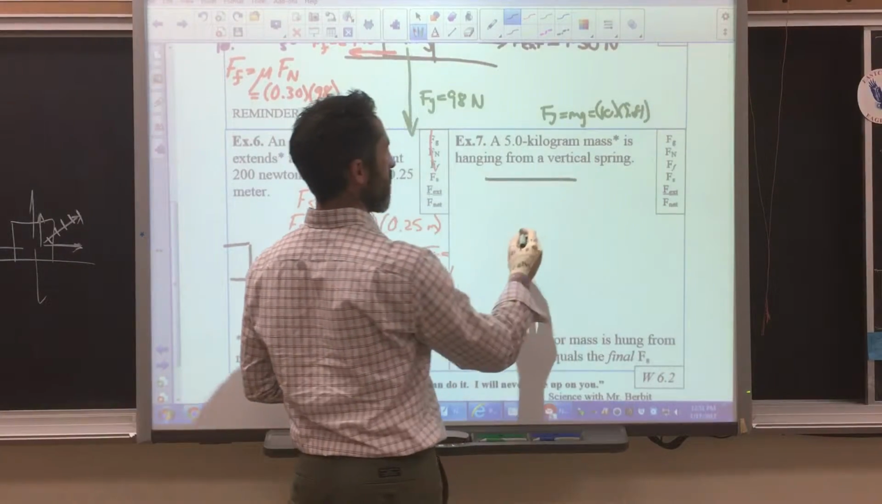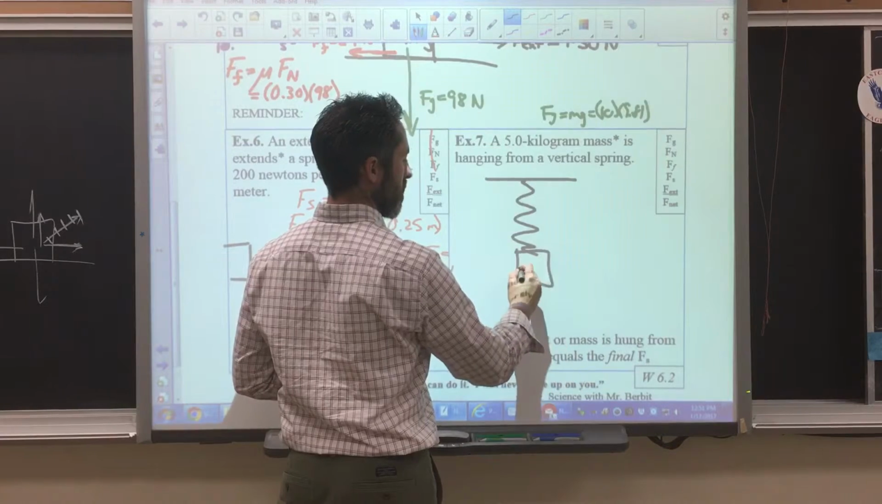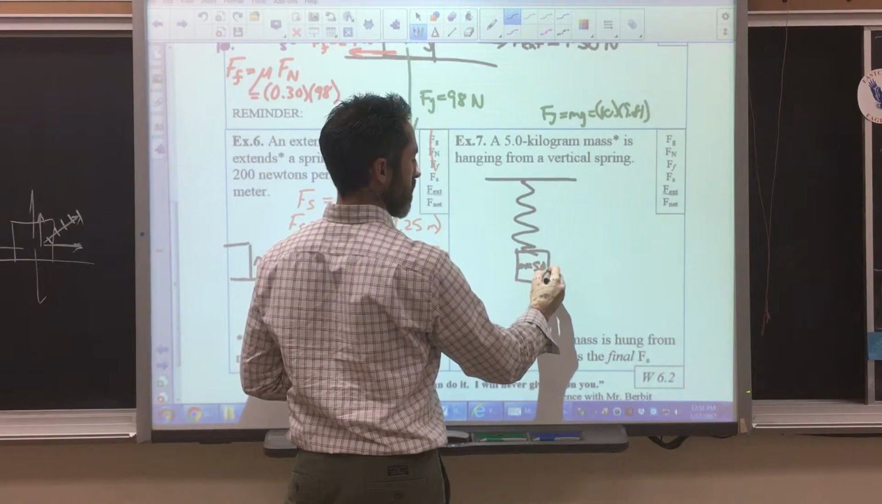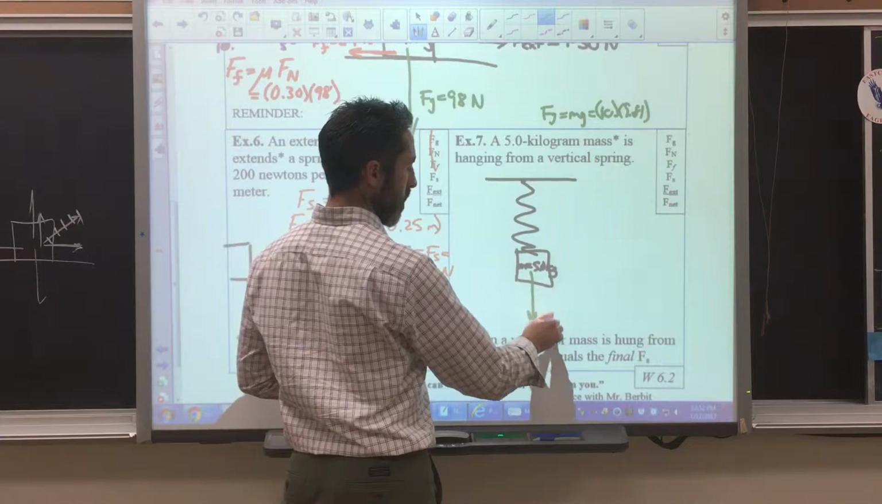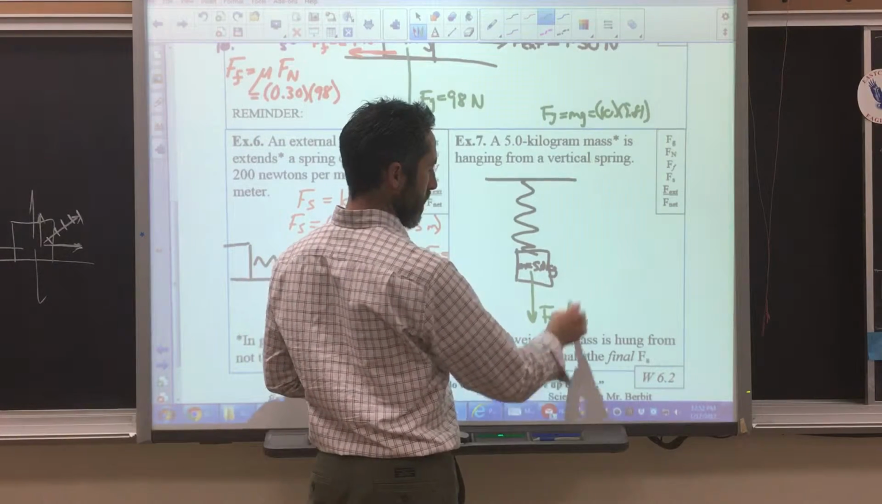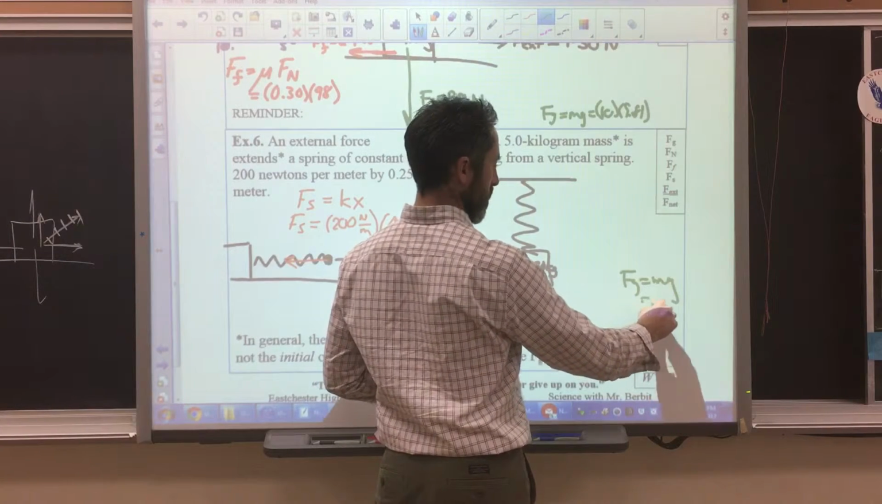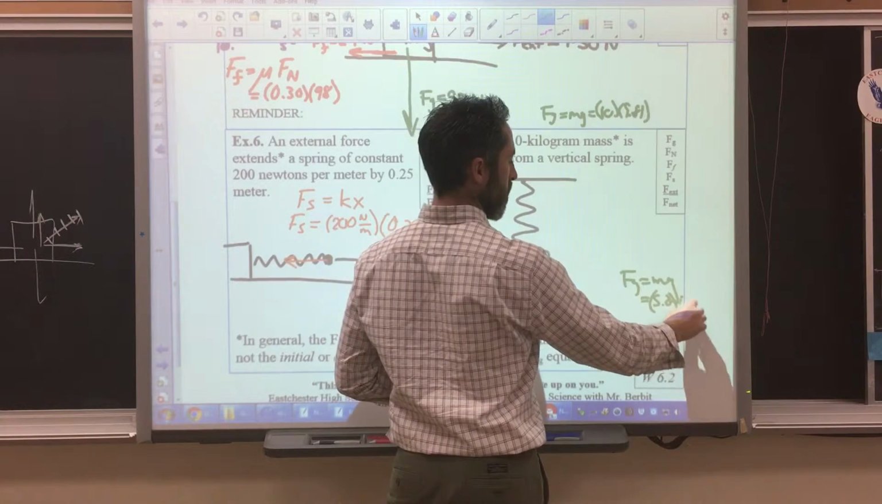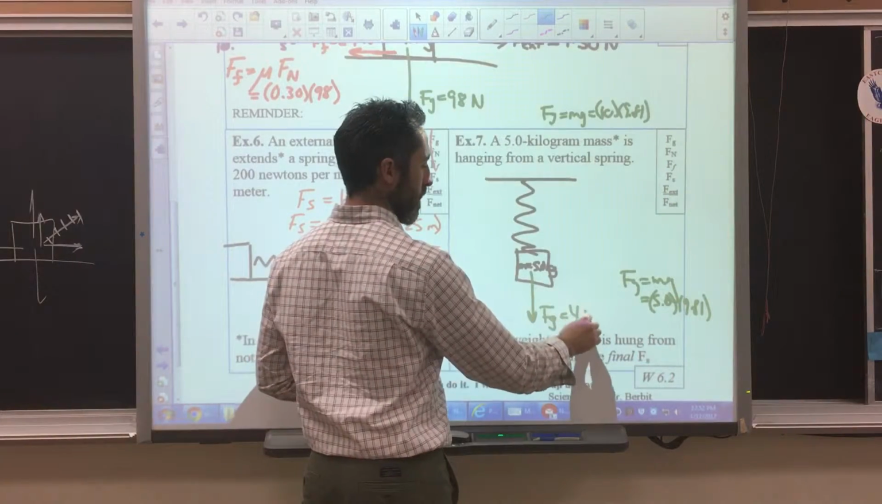Here, a 5 kilogram mass is hanging from a vertical spring. Here's the 5 kilograms. And so, it has a weight. That weight is Fg equals mg, which is 5 times 9.81. We did that on page 3, and that comes out to 49 newtons.